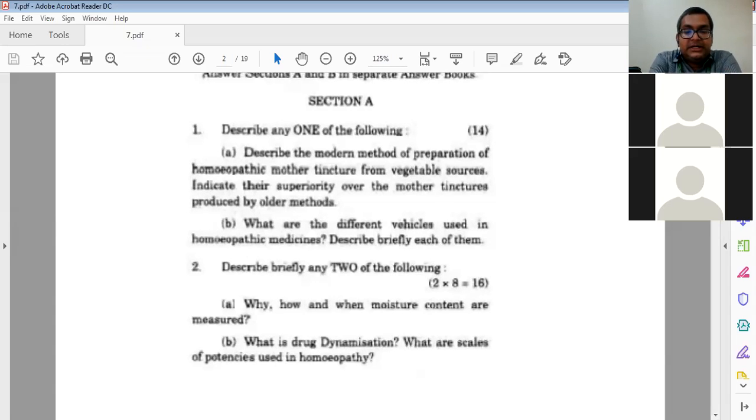What is drug dynamization? What are the scales of potencies used in homeopathy? Two questions. You have to write about the potentization, and you have to write about the scales.